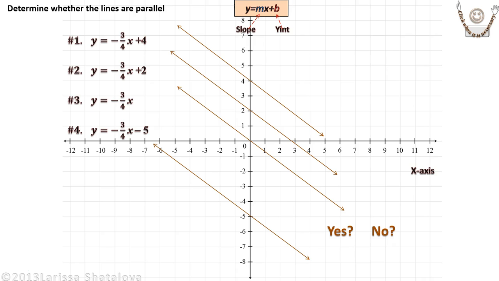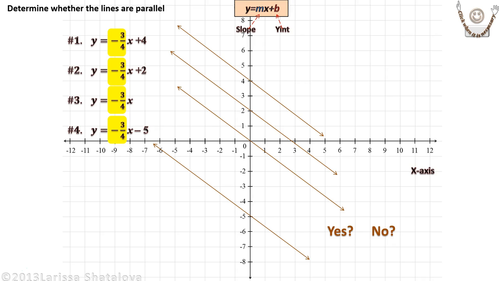Determine whether the lines are parallel. We have equations and graphs. Let's talk about an equation. Each equation in slope-intercept form. So let's highlight each slope. For equation number 1, it will be negative 3 over 4. For equation number 2, it will be negative 3 over 4. For equation number 3, it will be negative 3 over 4. And for equation number 4, it's negative 3 over 4.